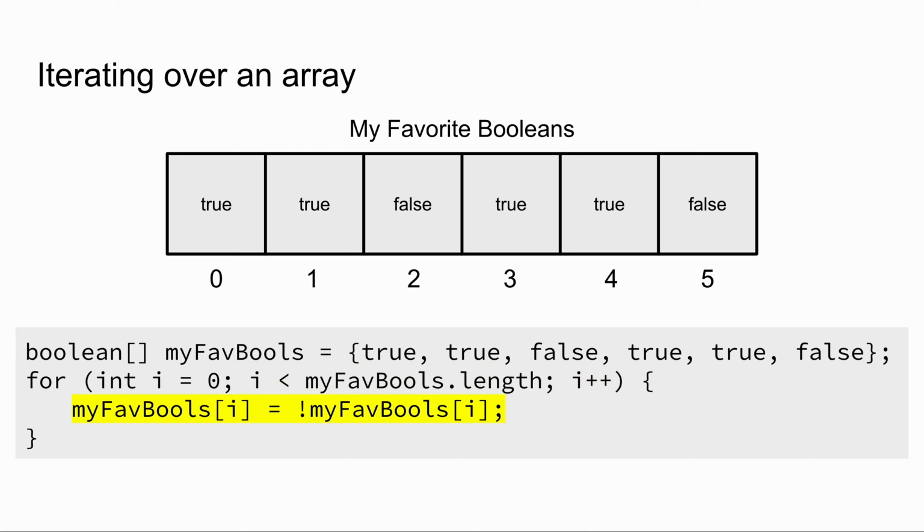Here, we are modifying the array elements by accessing the index of the element and then using the not operator to flip it. We are able to do this because of the random access property of arrays. Now that we understand how array properties enable us to do array iteration, let's run the code. We can see that after iterating over the array, all of my favorite booleans are flipped from their original values.